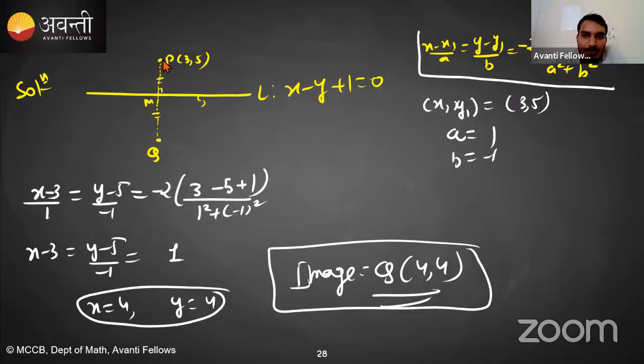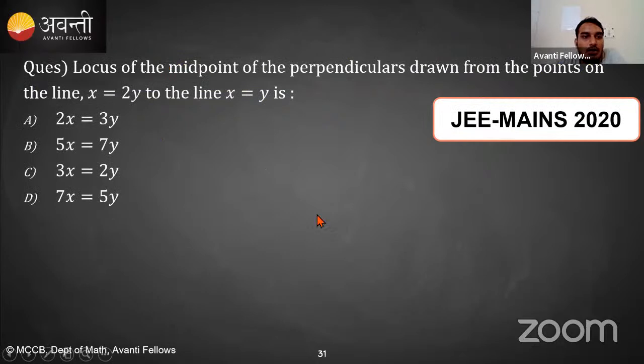So this question, everyone: locus of the midpoint of the perpendicular drawn from the points on the line x is equal to 2y to the line x is equal to y. This question came in JEE Mains 2020. Again I'm giving you 1 minute, and everybody attempt this question quickly. Locus of the midpoint of the perpendicular drawn from the point on x is equal to 2y to the line x is equal to y. Everyone, you have 1 minute to solve this question.